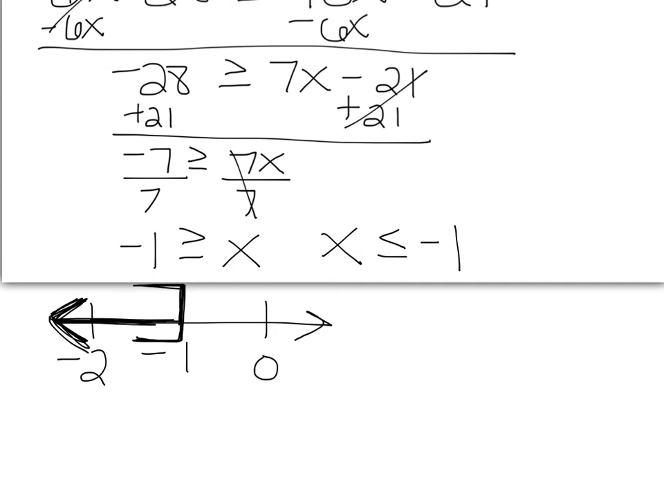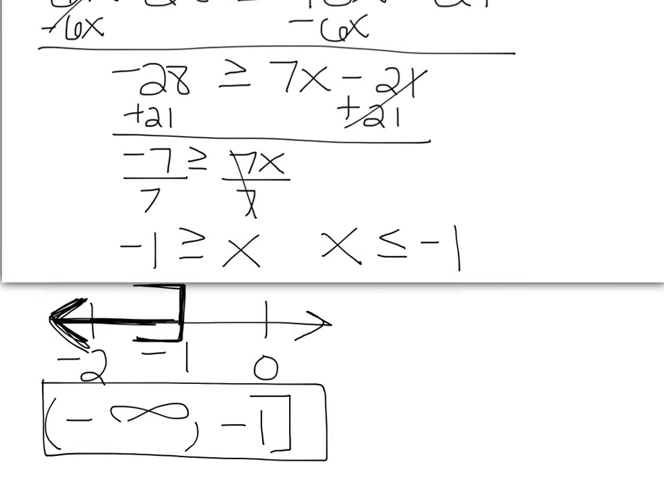Okay. So it's going to be negative infinity because we're all going all the way to the left, right? Negative infinity. And I come all the way to negative 1. It's a bracket on my graph. So it's a bracket in my interval notation. Okay. Negative infinity to negative 1.